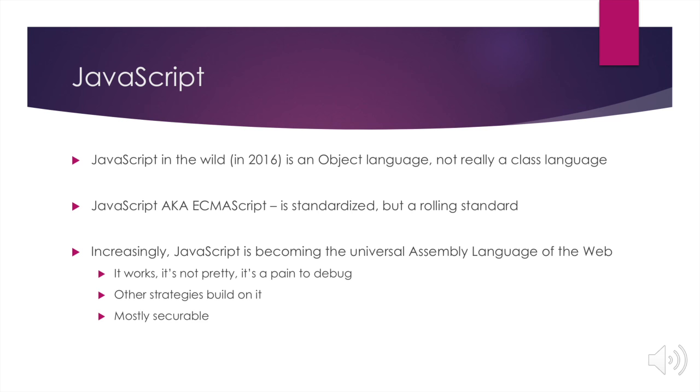Increasingly, JavaScript is becoming the universal assembly language of the web. It works, it's not pretty, and it's a pain to debug, but other strategies can be built on it, and it's mostly securable, unlike Java in the client.